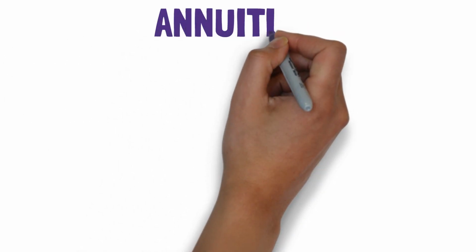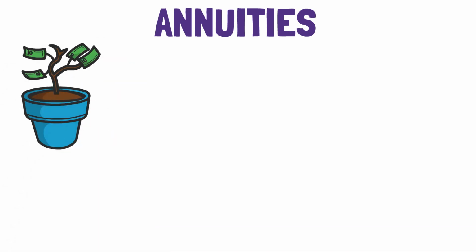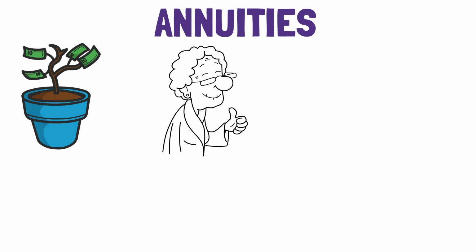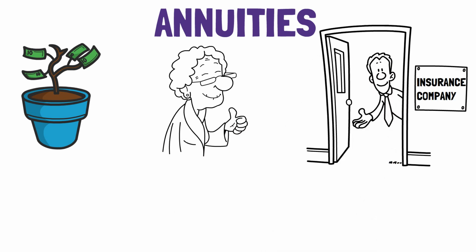Annuities. Annuities are financial products that provide a stream of income over a specified period, often for the rest of the annuitant's life. They are typically offered by insurance companies and are designed to offer financial security and help individuals manage their retirement income. There are two types of annuities.